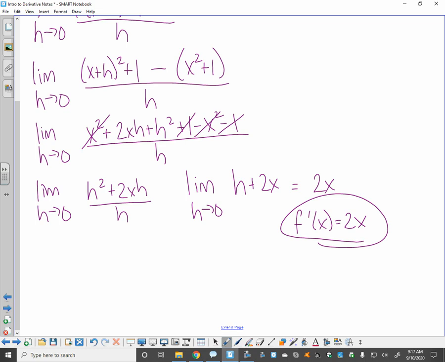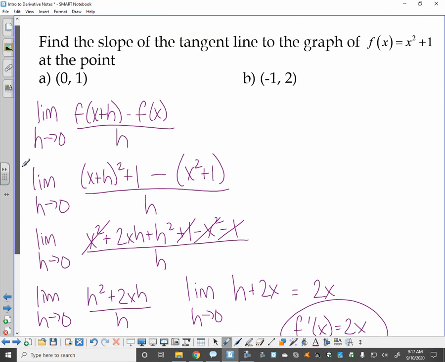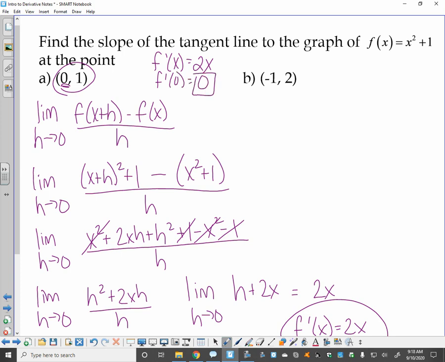Okay, I got the derivative of f, or f prime, is 2x. And I'm going to write it up here. This one wants the slope at 0, 1, so I'm going to plug in the 0. So f prime at 0 would be 0. So the slope of the tangent line at the point 0, 1 is 0, which, stop and think, pull the graph standpoint in here. This is a parabola shifted up 1. So the slope at the point 0, 1 should be 0 because it's where it bottoms out. It's a horizontal line.